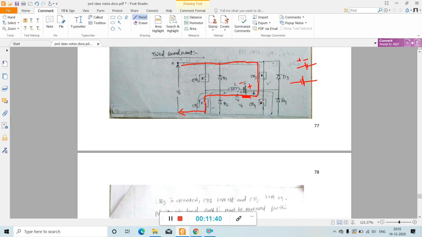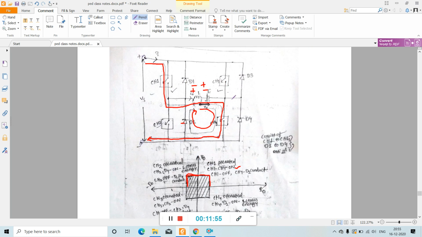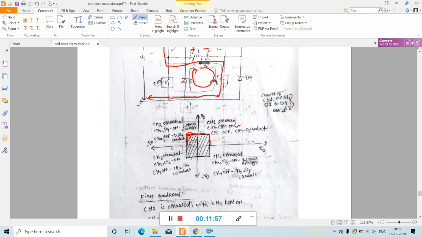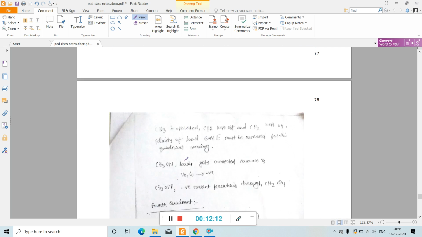So see, in the load both output current and voltage are in the opposite, or negative, direction. That's why it is in the third quadrant. Now both output current and voltage are negative, that's why the output is in this quadrant. Here voltage is also negative, current is also negative.